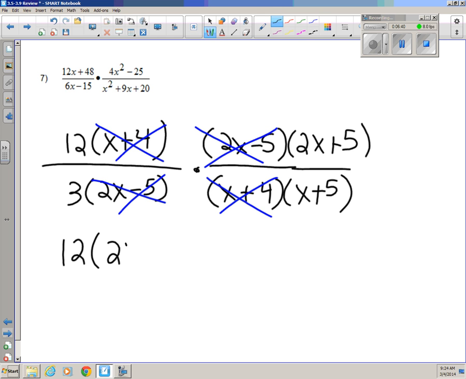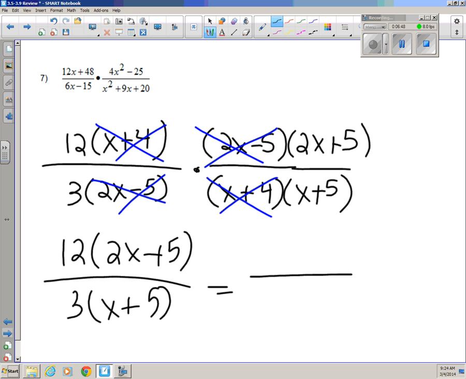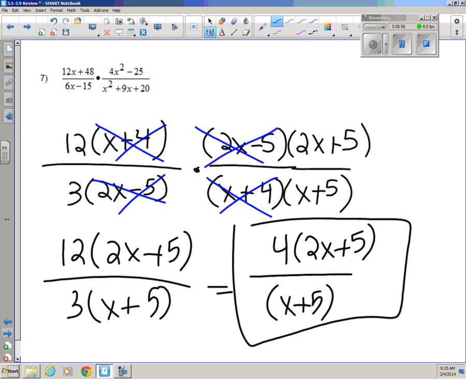Top, 12, 2x plus 5. Bottom, 3, x plus 5. Well, 12 and 3 divide out to 4. So 4, 2x plus 5. Bottom, x plus 5. You're done.